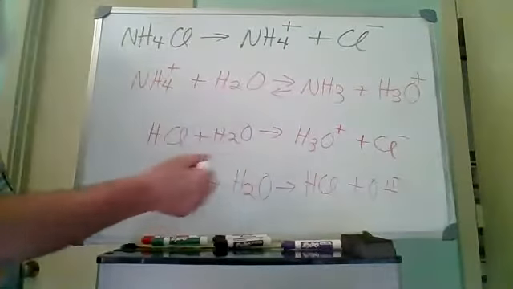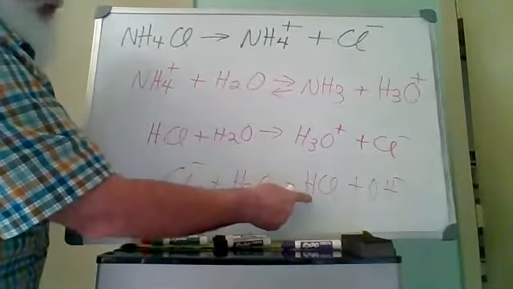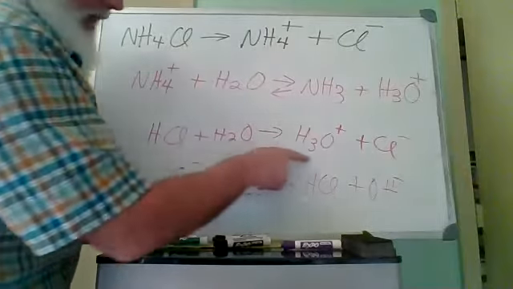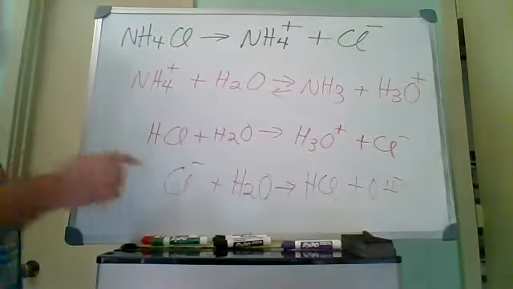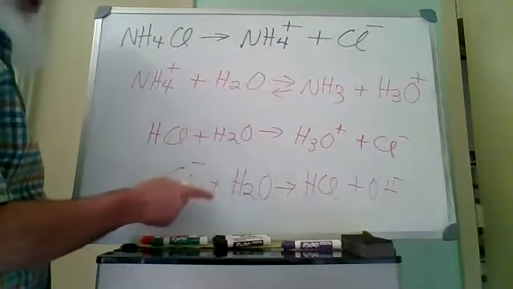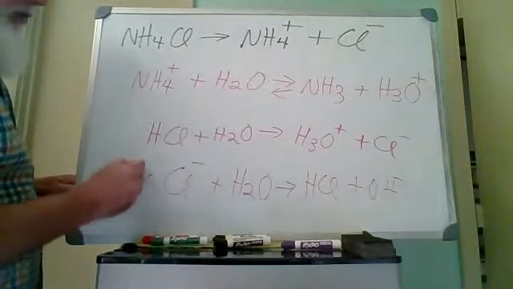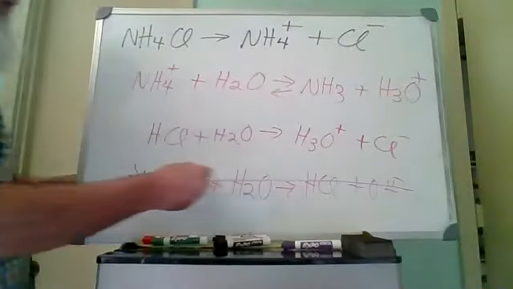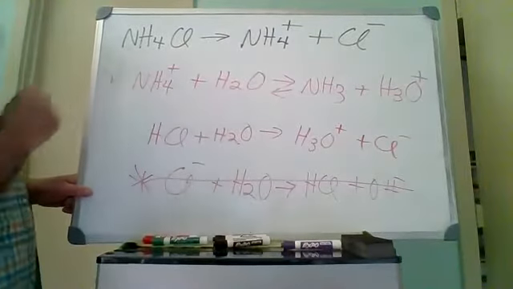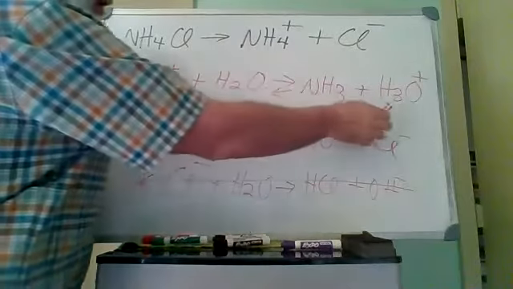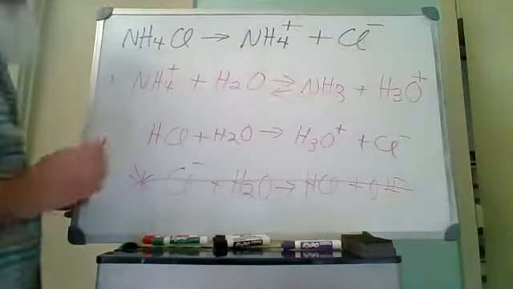This reaction will not work because as soon as the HCl is formed, it's immediately going to dissociate. So this reaction is never going to happen, right? So we're never going to get any of this reaction to occur. We will get this reaction to occur, which produces hydronium ion.